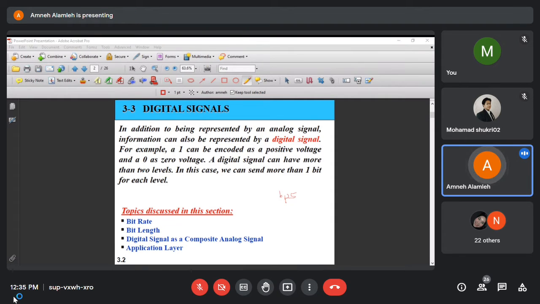For bit length, bit length is equal to, it's a formula, propagation speed multiplied by bit duration. It's like wavelength in analog representation. Instead of wavelength, we here have bit length, which can be calculated through a formula. We are not going to take this for this stage.